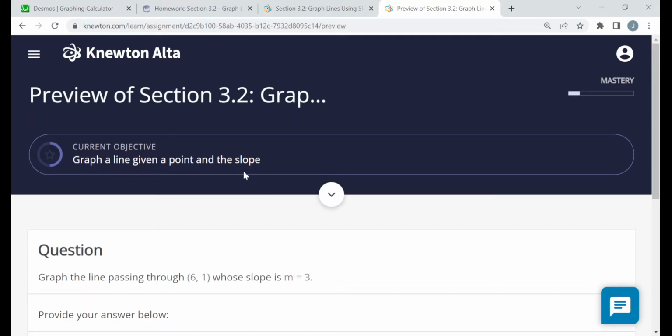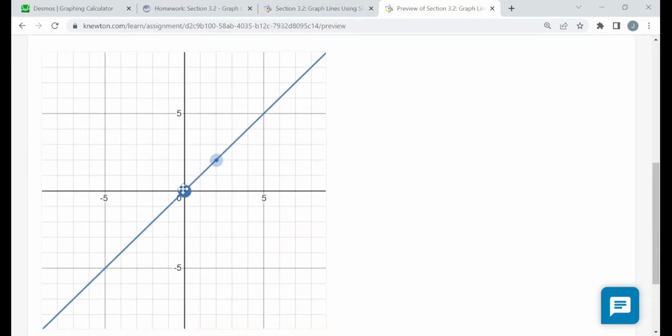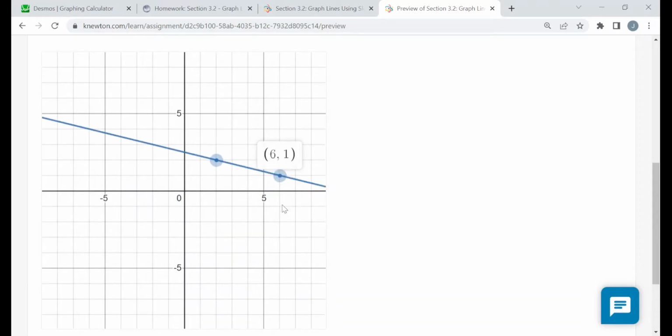Here's another one, same objective. So graph the line that passes through the point 6, 1, whose slope is positive 3. So again, I'll move one of these points to the point 6, 1. There's the point 6 to the right, 1 up, from the origin.